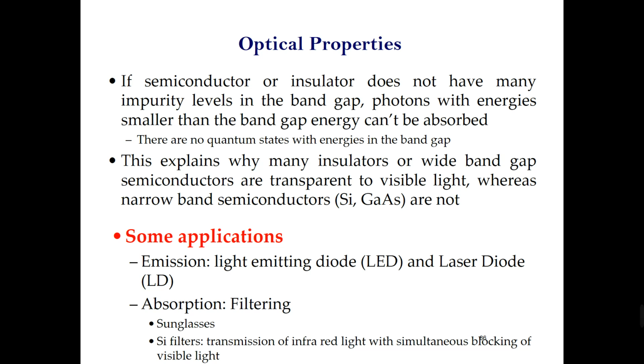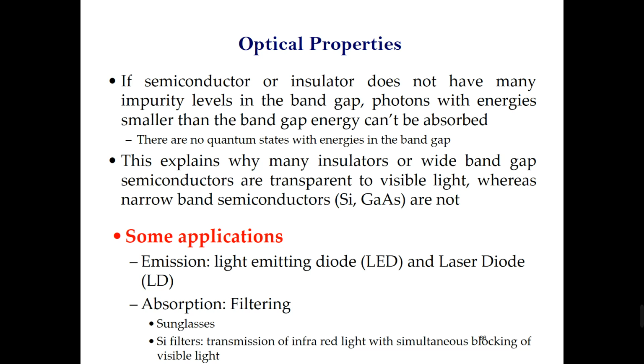So apa itu quantum? Itu kita belajar lebih lah. So quantum is related to spin, electronic states dan sebagainya. This explains why many insulators or wide band gap semiconductors, of course semiconductor ada wide band gap, ada narrow band gap, are transparent to visible light, whereas narrow band semiconductors like silicon and gallium arsenide are not.